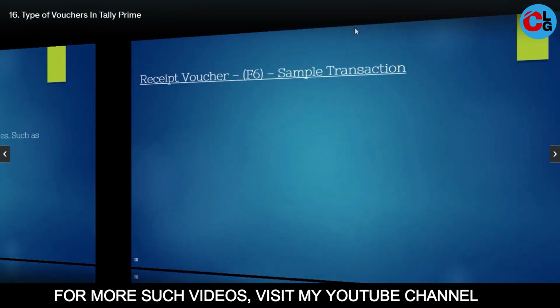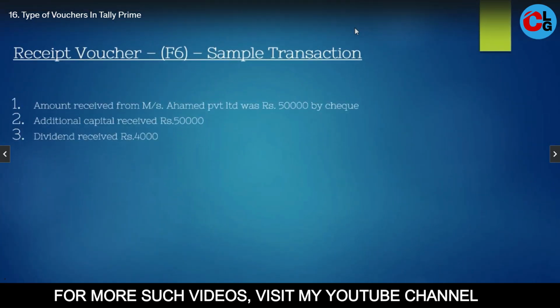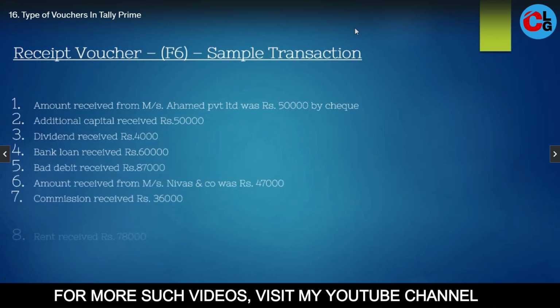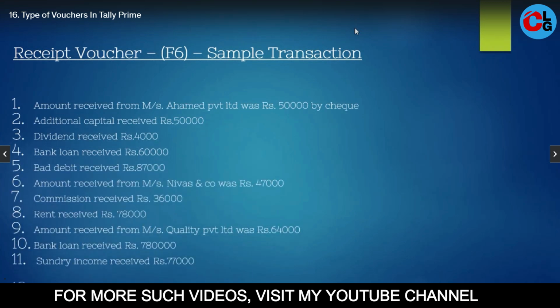Now we are going to look at sample transactions for the receipt voucher. Amount received from Ahmad Private Limited 50,000 by check. Additional capital received 50,000. Dividend received 4,000. Bank loan received 60,000. Bad debts received 87,000. Amount received from Nivas Private Limited 47,000. Commission received 36,000. Rent received 78,000. Amount received from Quality Private Limited 64,000.